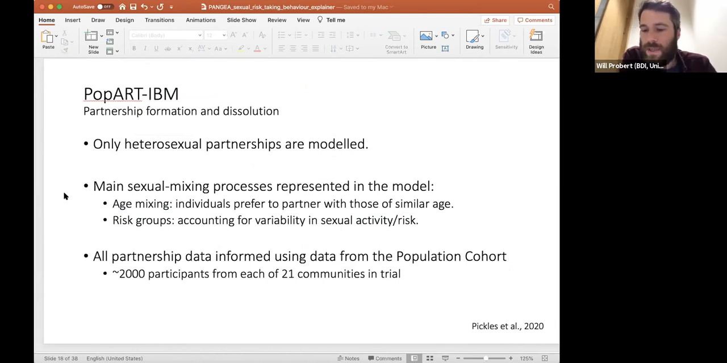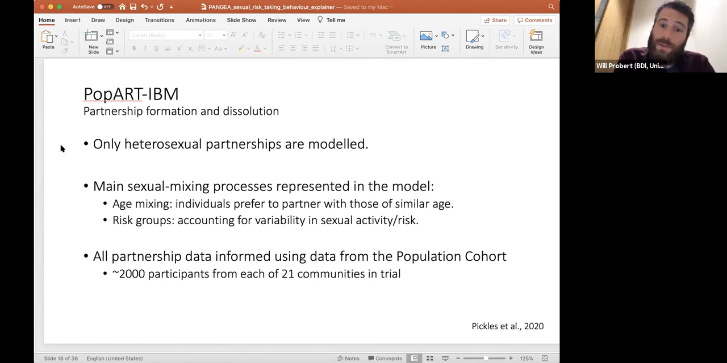So what we were looking at is how different interventions, as modeled, these CHIPS interventions would change the dynamics of HIV in different risk groups within the trial. So how was partnership formation and dissolution taken into account within the model?